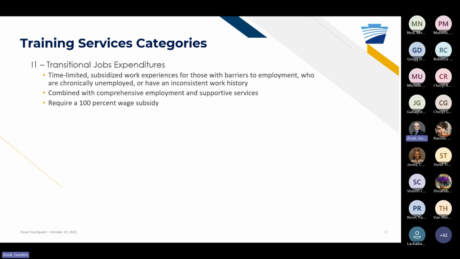Okay, and then we also have transitional jobs expenditures. That is a separate category, and this is listed under I-1. These are time-limited subsidized work experiences for people with barriers to employment. They have to be combined with comprehensive employment and supportive services, and they require a 100% wage subsidy. These are expenditures used by local boards for these types of transitional jobs.